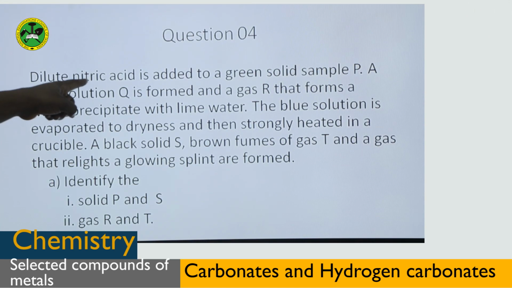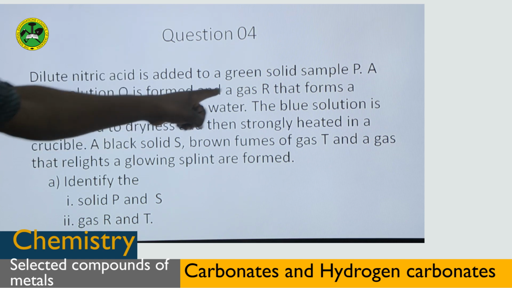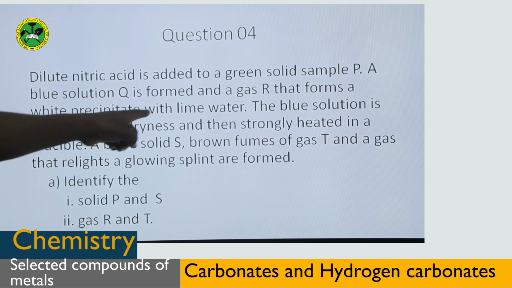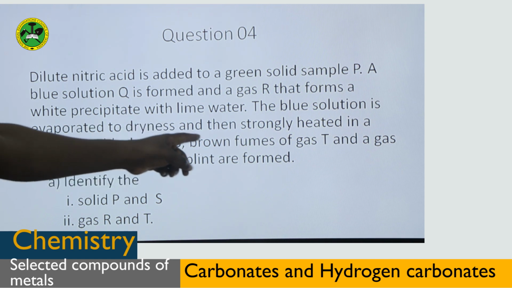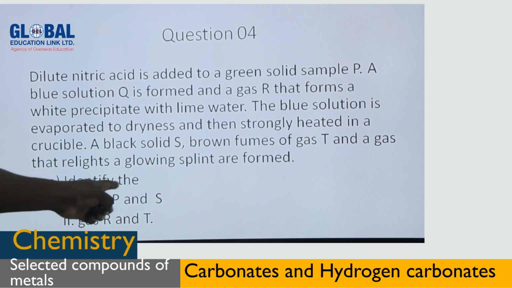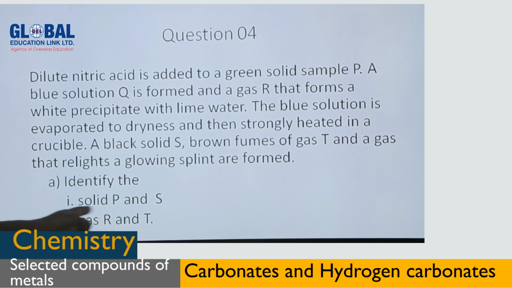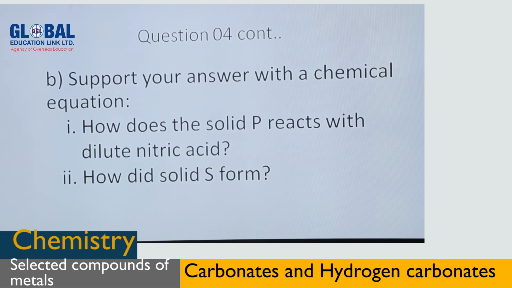So the question is, dilute nitric acid is added to a green solid sample P. A blue solution Q is formed, and a gas R that forms a white precipitate with lime water. The blue solution is evaporated to dryness and then strongly heated in a crucible. A black solid S, brown fumes of gas T, and a gas that relights a glowing splint are formed. Now you are asked to identify the solids P and S, that is part 1A. Part 2A, identify the gases R and T. And part B, support your answer with a chemical equation.